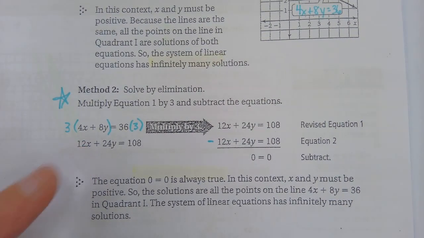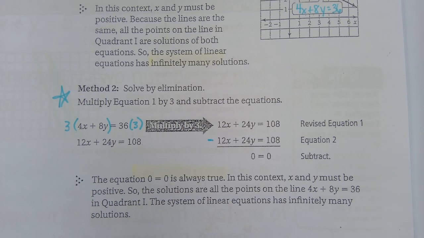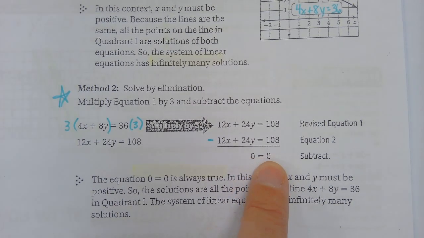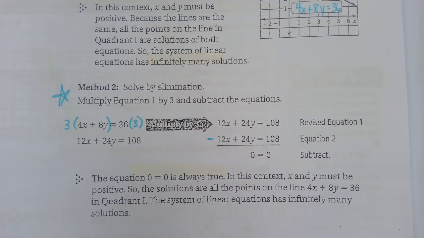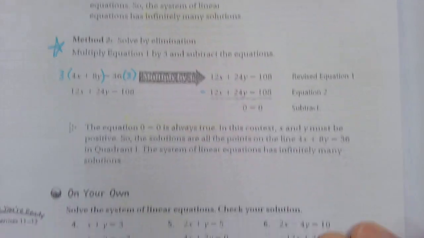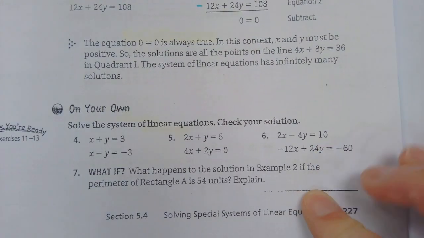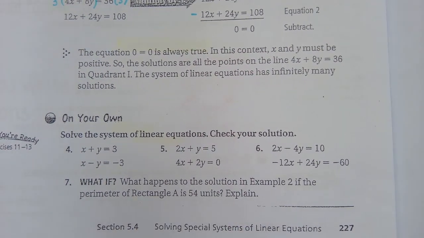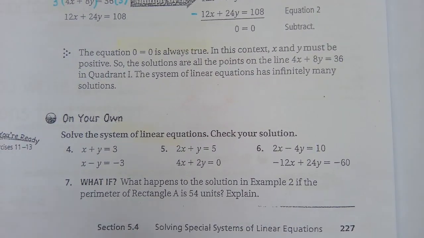Method 2 uses elimination. We're not really going to talk about elimination this year. That's something that you will learn next year. The one thing I do want you to know is that if you are solving through substitution and you get where the numbers equal each other, like 0 equals 0 or 7 equals 7, then that means those are the same lines, and that means it's infinitely many solutions or all real numbers. Go ahead and do that on your own for 4 through 7 as well on the next page. So go ahead and pause and do that.